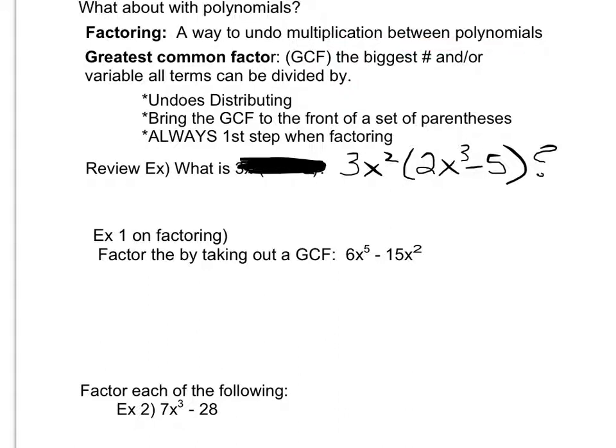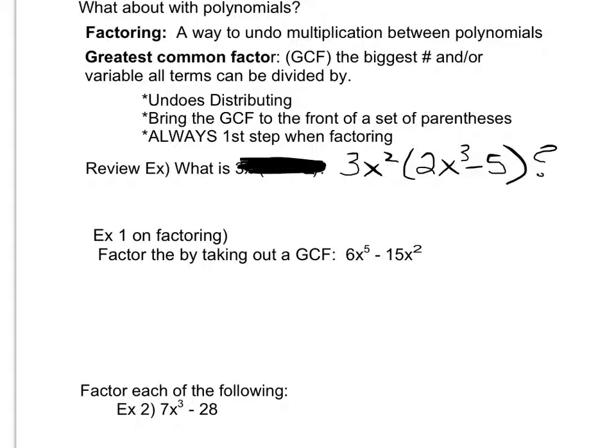My goal when I'm factoring a polynomial is still to get a multiplication problem. Whatever I'm given, in the end, I should come up with multiplication. The greatest common factor, or GCF, with polynomials is the biggest number and/or variable all terms can be divided by. The reason I say it like that is most polynomials will involve both numbers and variables. The greatest common factor is going to undo distribution.